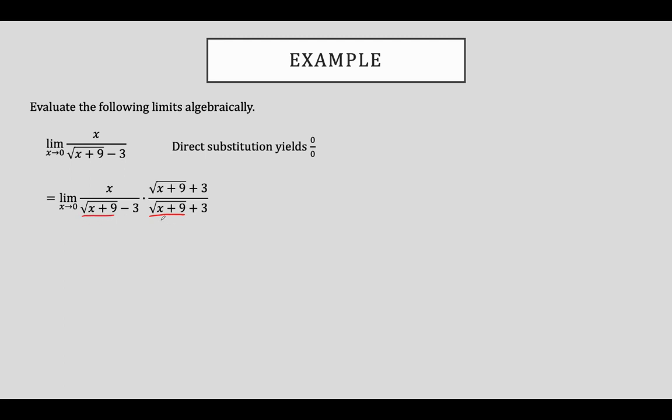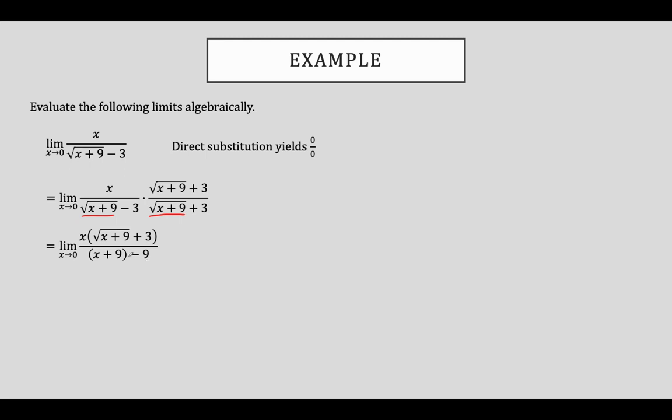Use the distributive property of multiplication. Our first terms, root x plus 9 times root x plus 9, give us x plus 9. The product of our outer terms and the product of our inner terms add to 0. And negative 3 times a positive 3 gives us a minus 9. This leaves us with the limit as x approaches 0 of x times the quantity root x plus 9 plus 3. Notice that we left this in factored form. We did not distribute through. Divided by the quantity x plus 9 minus 9.